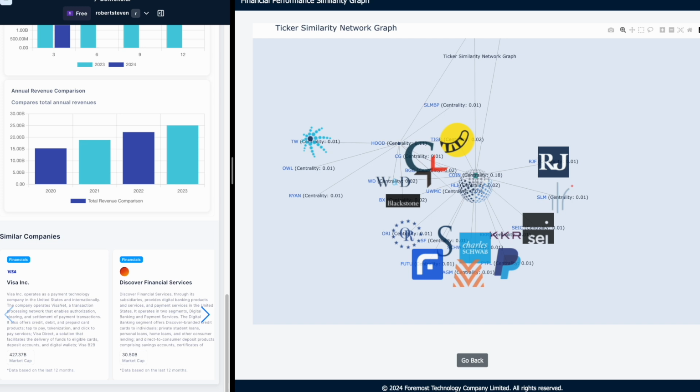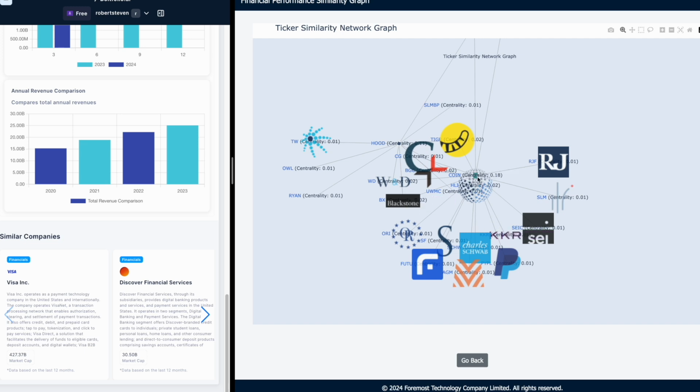In the case of Coinbase, it has some similarity to something like a Charles Schwab, for example, which is doing lots of investment management and brokerage services for customers. It also has some similarity to a Blackstone, which holds alternative assets, as does Robinhood. So it could be that because of the crypto exposure that both Coinbase and Robinhood have, their margin profile or their kind of profitability on holding assets is somewhat similar to a Blackstone or a KKR, for example.